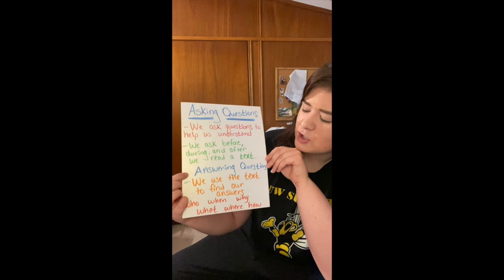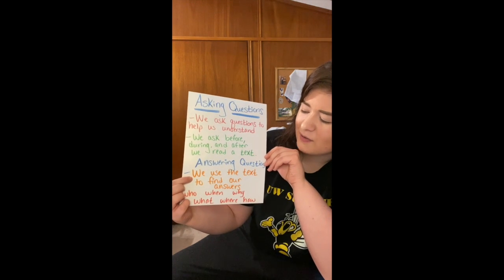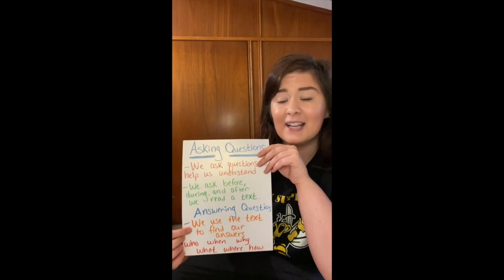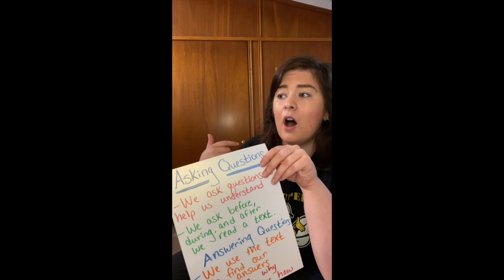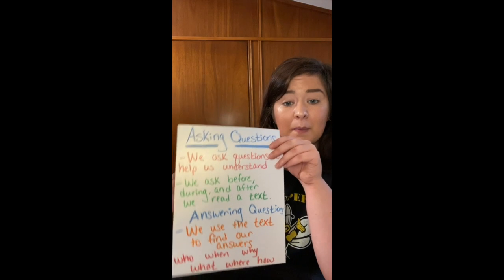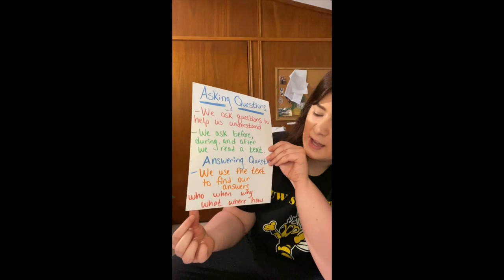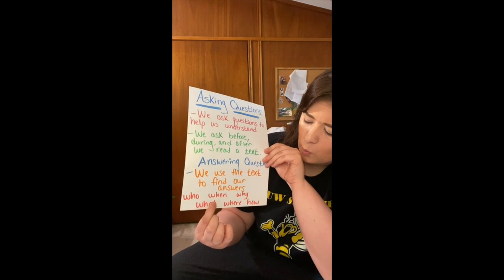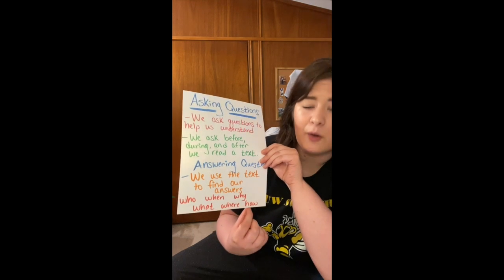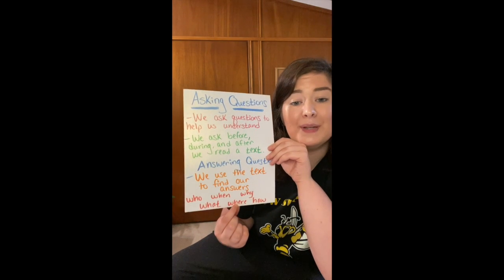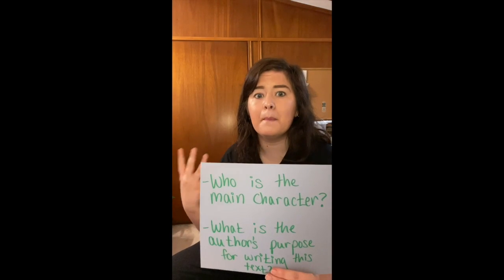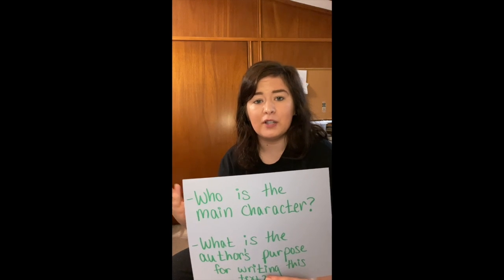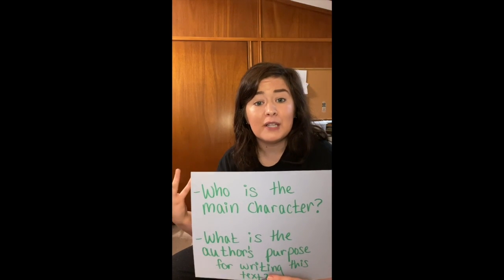When we're answering questions, we're using the text to help us find the answer. So when I say text, I'm thinking about anything that we're reading. It could be a fable, a fairy tale, or an informational text. A lot of times our question words are who, when, why, what, where, and how. These can help us form questions to be asked. For example, a lot of times I think about who is the main character. So who is the main person or animal that the story is mostly about.